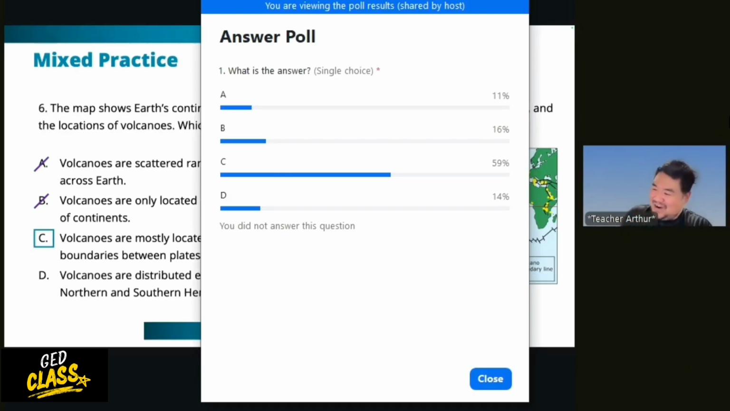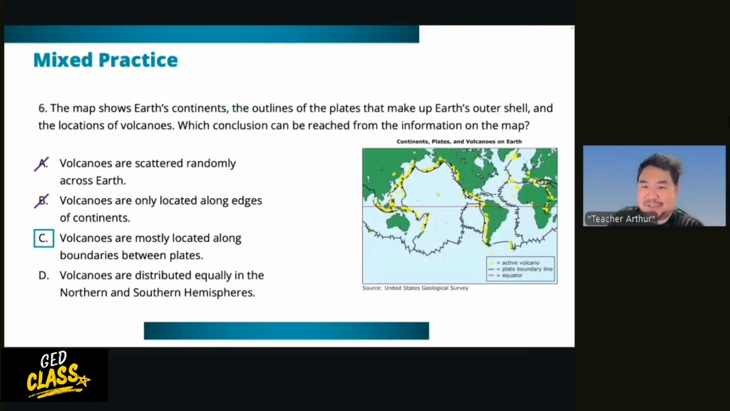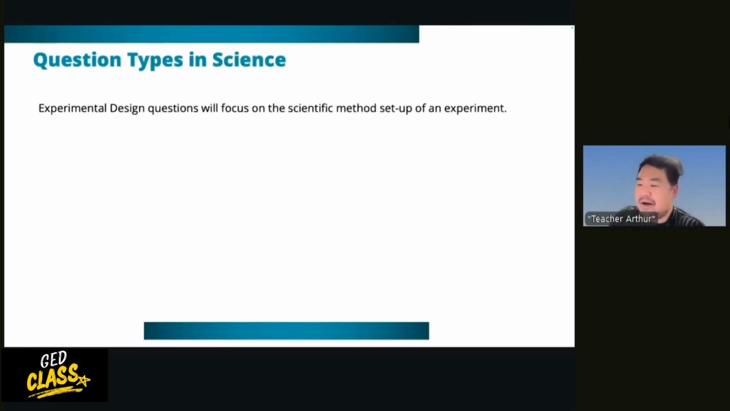Great work here. Abby, does it make sense now why answer choice C is the correct answer? That's the most important thing. Honestly, if you get a question wrong here, big deal. The most important thing is that now you know the process. Now you know what to look for in those types of questions.